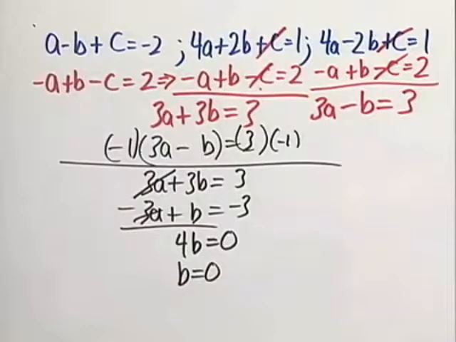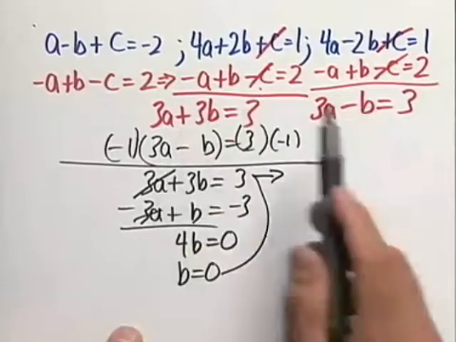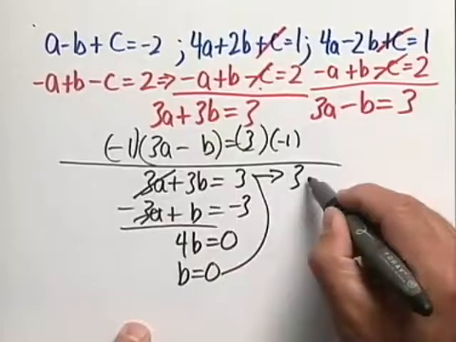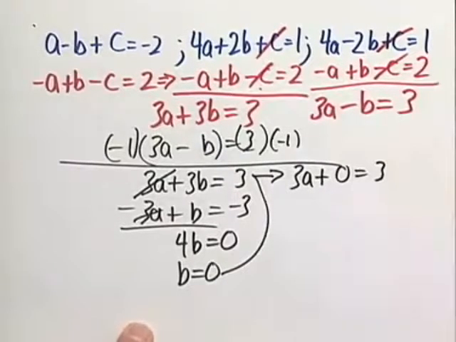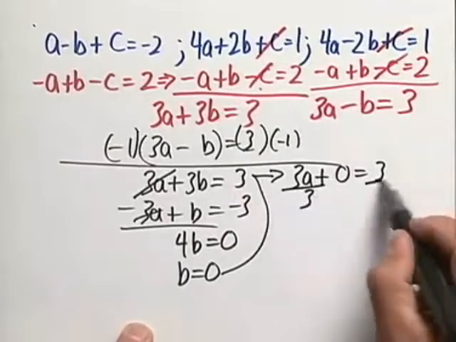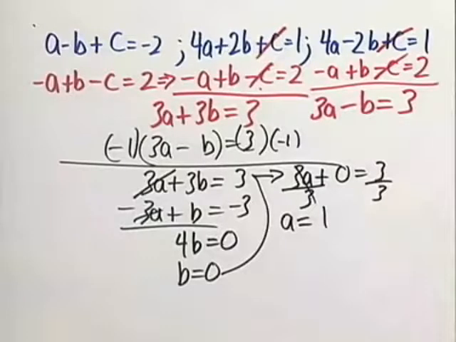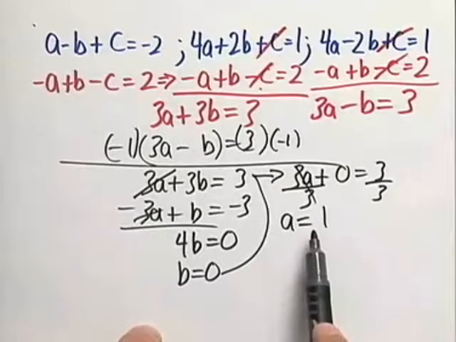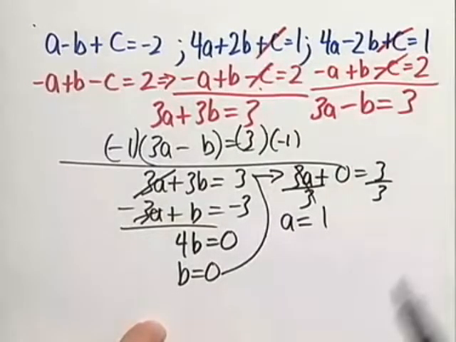Now our challenge is to find a, and we can take b equals 0 and plug it back into either one of our two equations that were in terms of a and b only. From this we have 3a plus 3 times 0, which is simply 0, is equal to 3. Dividing both sides by 3, we have the a coefficient, which is 1. One more remaining step: we've got to come up with our friend c. We'll take a equals 1, b equals 0, plug it back into any one of our three original equations, and solve for c.